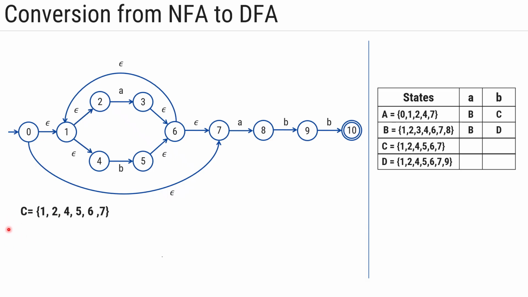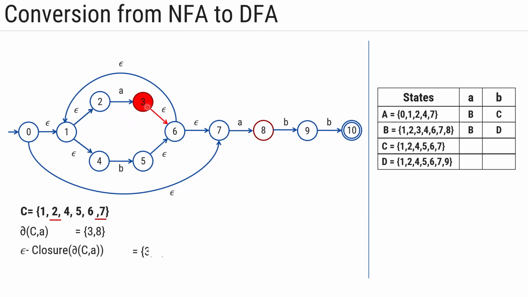Now we have to find out the transition for C on input small a and small b. Delta of C comma a, these are the new states. One is 2, another one is 7. So 2 on a will go to 3 as well as 8. So e-closure of delta of C comma a is nothing but 3 comma 8. 3 comma 8 we have already found.